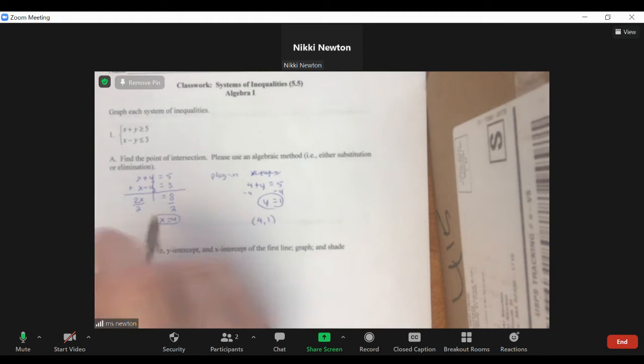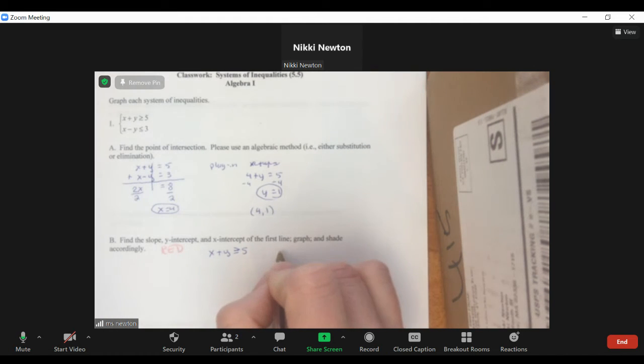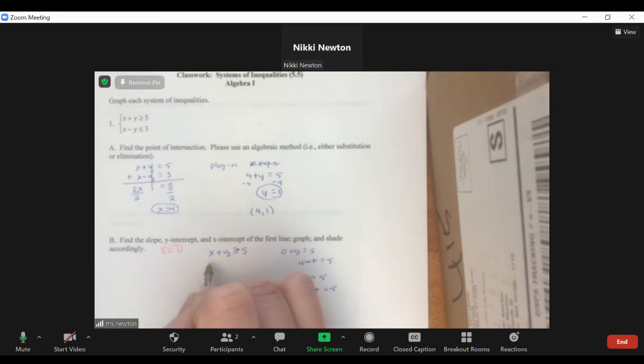We're going to do that in two different colors, one for each line. So I'm going to do this one in red. I'm going to do my work in blue though. So for my first equation, x plus y greater than or equal to 5. If I plug in 0 for x, my y-intercept is 5. If I plug in 0 for y, my x-intercept is 5. And then I solve for y.